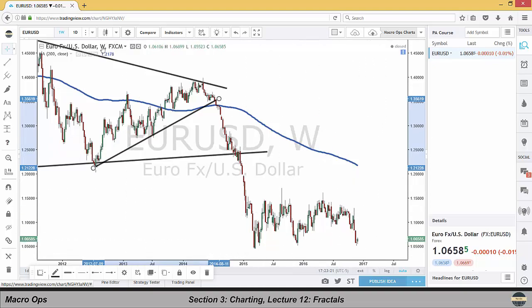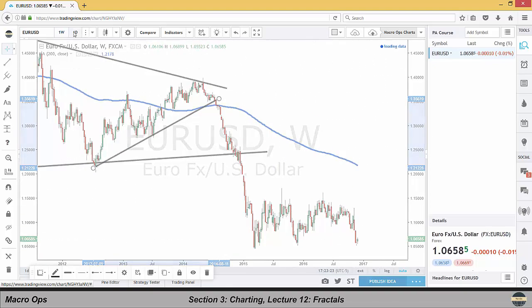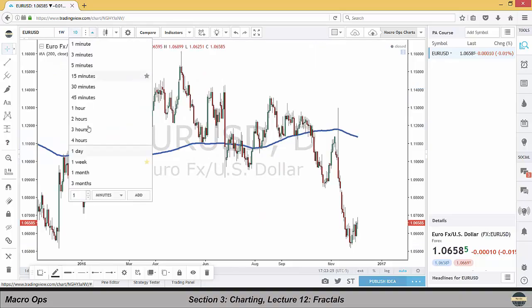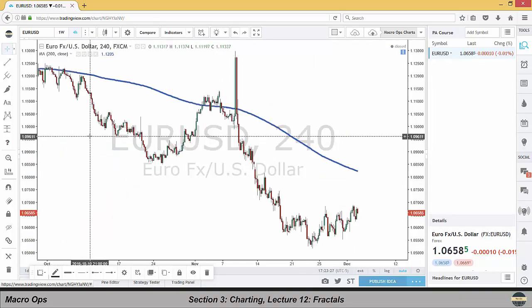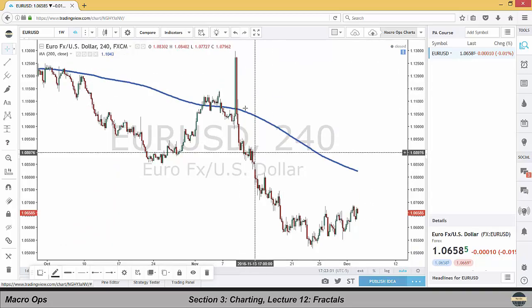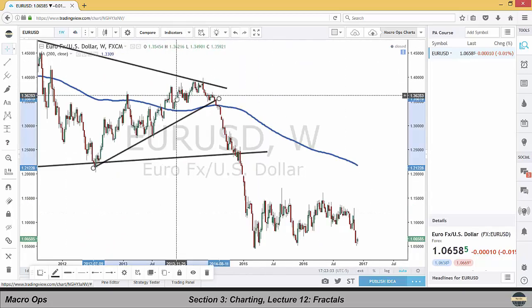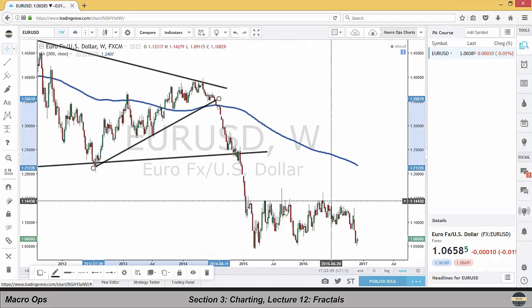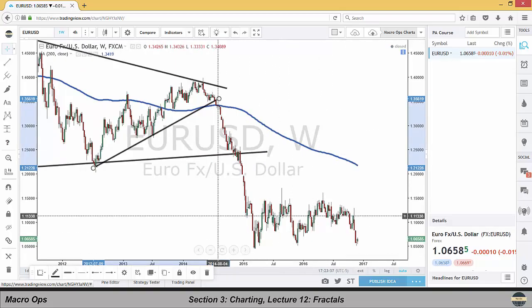So depending on what time frame we're on, the daily or the weekly or the 5-minute, etc., can really alter our perspective on whether or not we think a market's trending. So for example, on the 4-hour, we might think that we're in a bear trend here, but on the weekly, we're just in a consolidation zone after a previous bear trend.